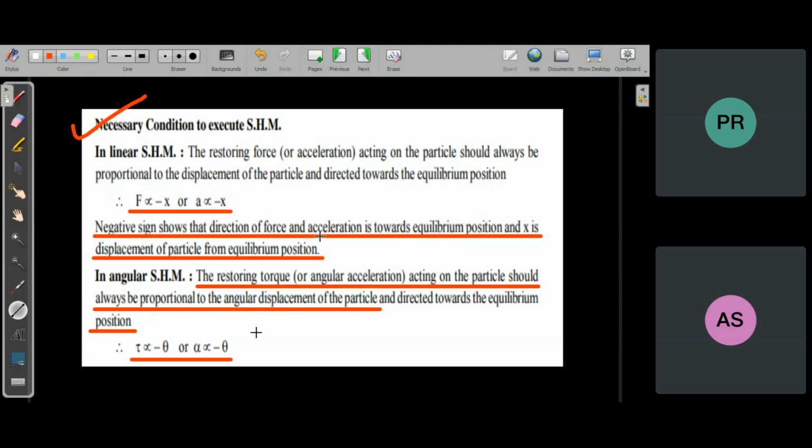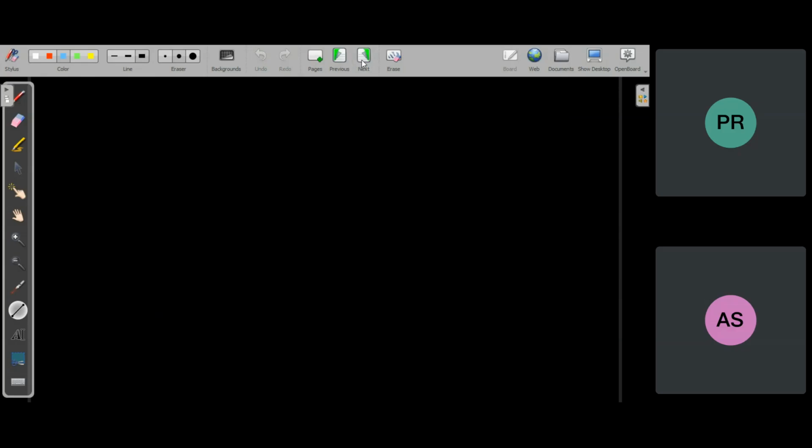So if you have any doubt in any one of the two, you can ask. So in place of force, there is torque, and in place of acceleration, there is angular acceleration. In place of displacement, there is angular displacement. So initially, we will be discussing linear SHM only, and then in the last part, we'll be discussing angular SHM and questions related to that separately. Is it clear? Yes, sir, it is clear. Okay, so let's go to the next.